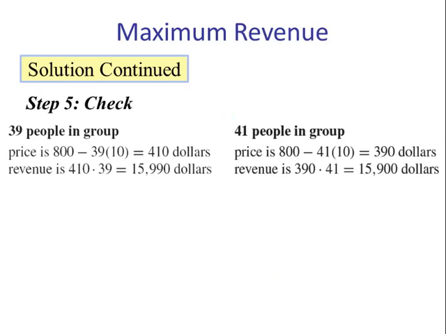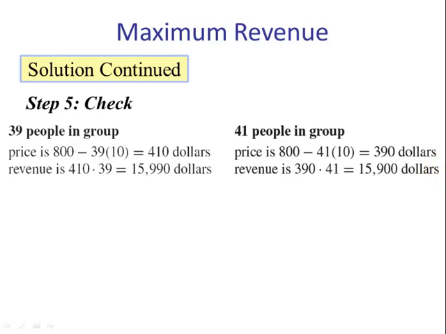To check it, if we choose 39 people in the group, the price would be $410, but the revenue would be $15,990. If we do 41 people in the group, the price would be $390, but the revenue would be $15,900.